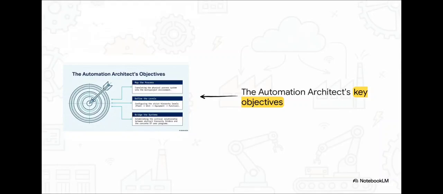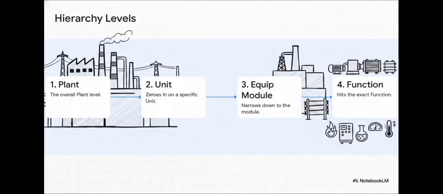actually running the machines. To keep this all from spiraling out of control, the engineer maps everything down 4 fundamental hierarchy levels. It's like a funnel. Step 1 is the big picture, the overall plant. Step 2 zeroes in on a specific unit. Step 3 narrows it down even further to an equipment module. And finally, Step 4 hits the exact function, something super specific like heating or mixing.